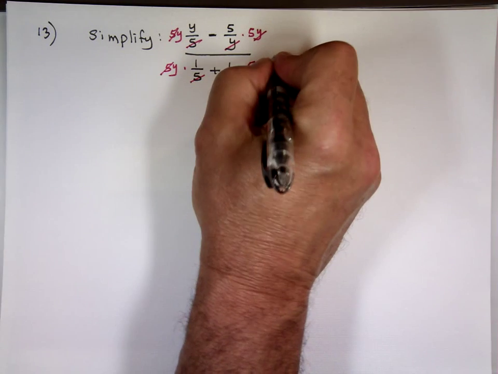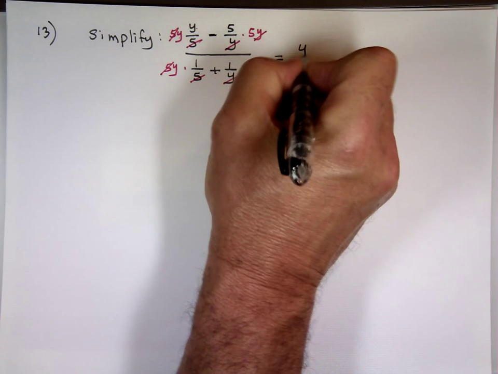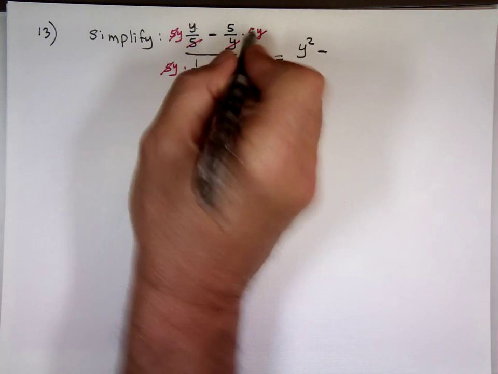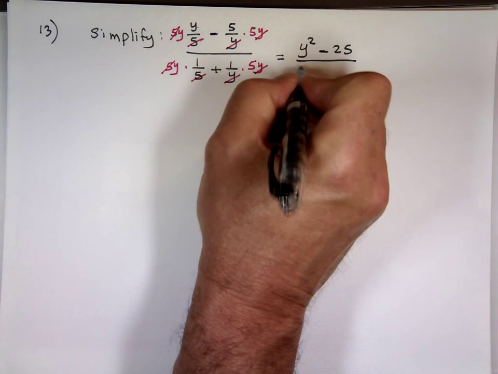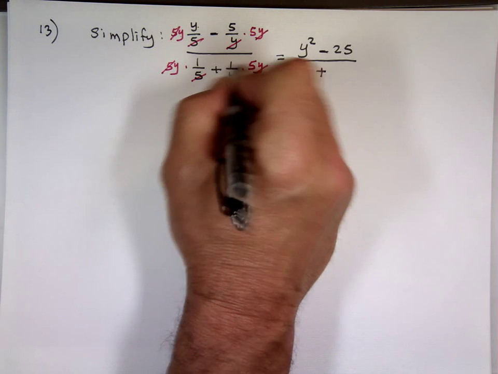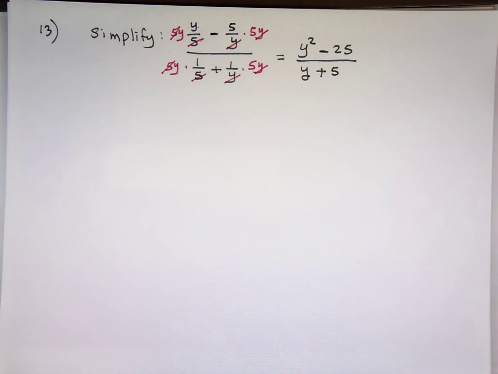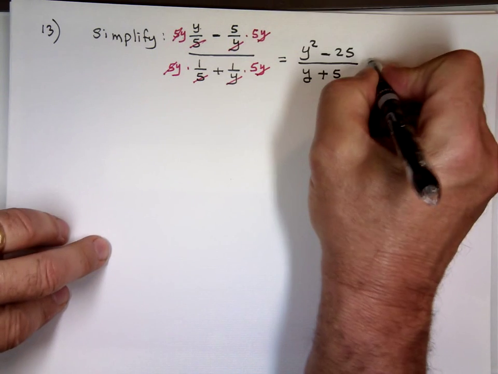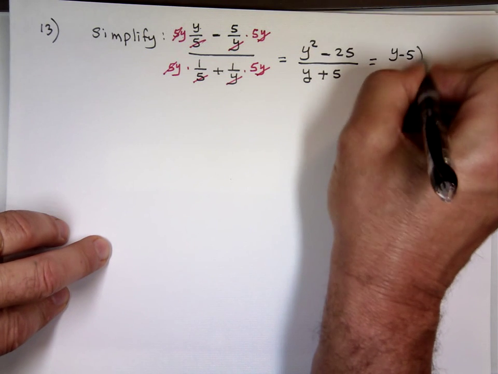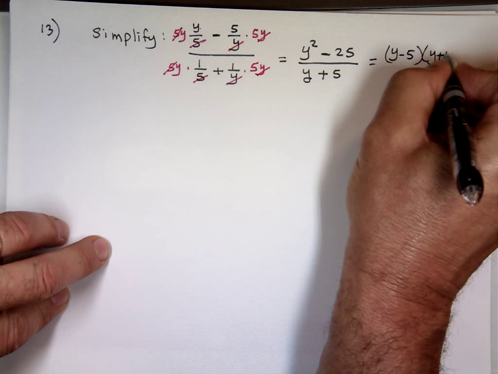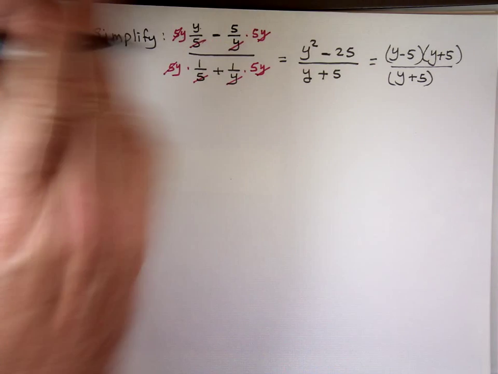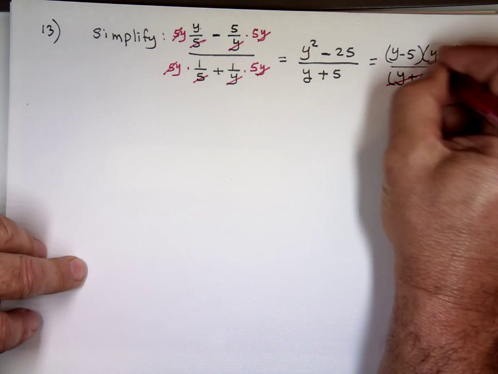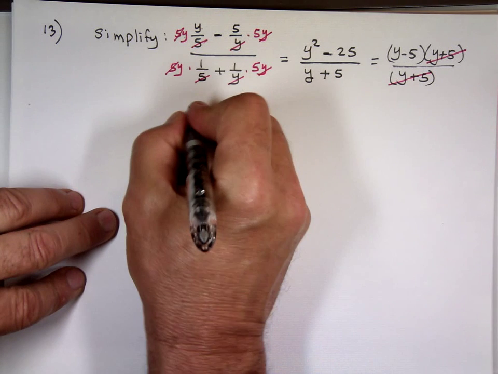So what's left? What is y times y? Y squared. What's 5 times 5? 25. Y times 1 is y. 1 times 5 is 5. Can I factor this? Y minus 5, y plus 5 over y plus 5. And notice again the y plus 5 is the same on the top and the bottom. So my final answer when you simplify it is just y minus 5.